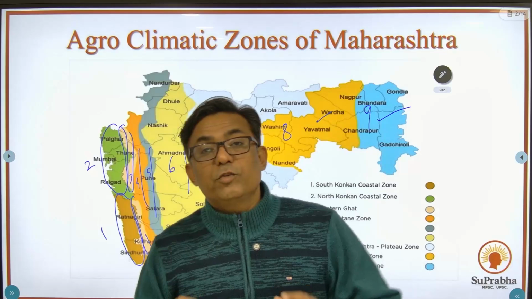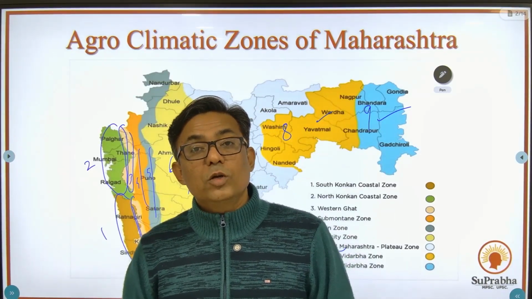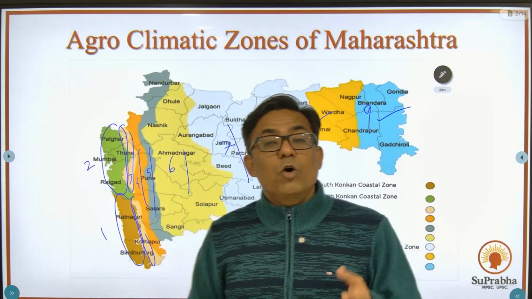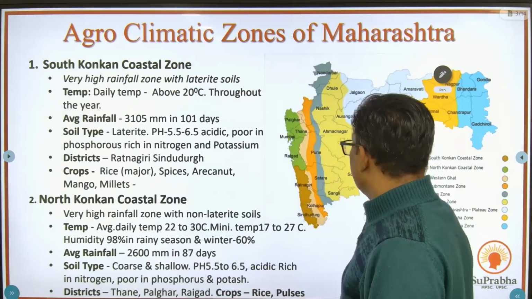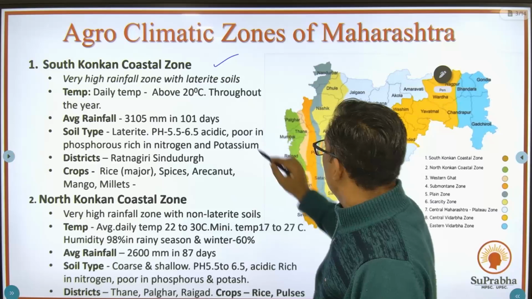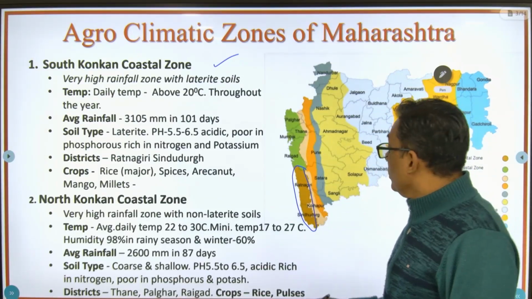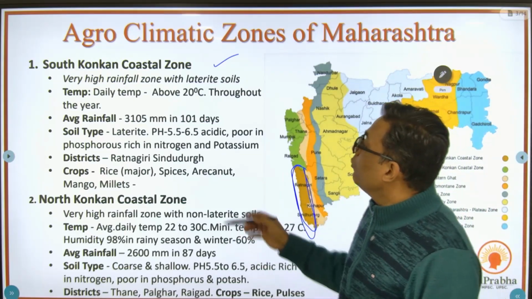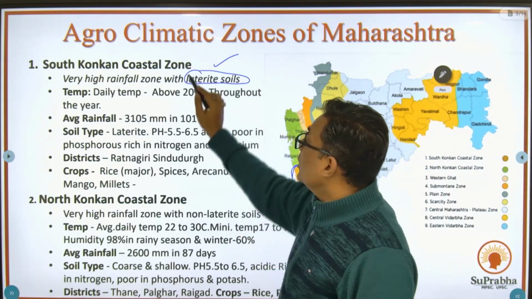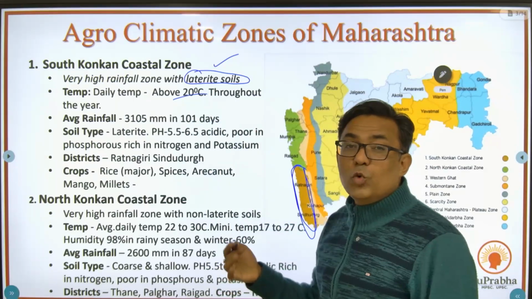You will get a straightforward question in the GS part of MPSC Mains, and also for those students who have taken geography as an optional subject. So, first the South Konkan zone, comprising Ratnagiri and Sindhudurg districts. Typically, this is where you have high temperature, very high rainfall, and laterite soil, the red soil. Temperature is always above 20 degrees Celsius, in any season.